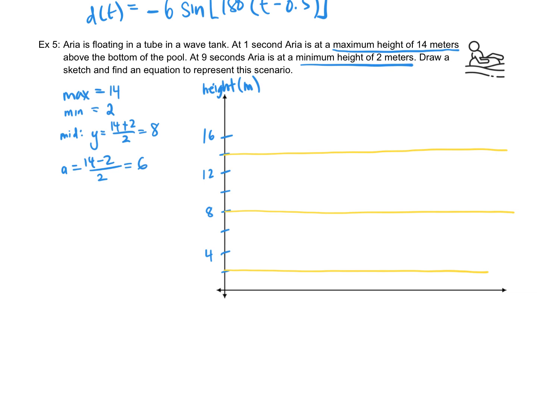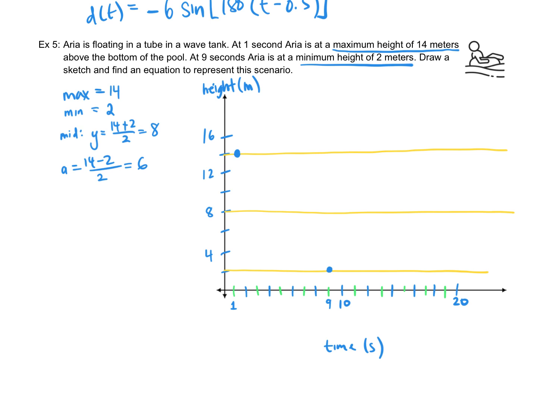Now in terms of my time scale, we're told at 1 second, they're at the maximum, at 9 seconds, they're at the minimum. So I'm going to try to fit maybe 20 seconds. So we'll say 2, 4, 6, 8, 10, 12, 14, 16, 18, 20. And then halfway between that. Okay, so I want at 1 second. So here's 1 second, we're at the maximum of 14. At 9 seconds, we're at the minimum.